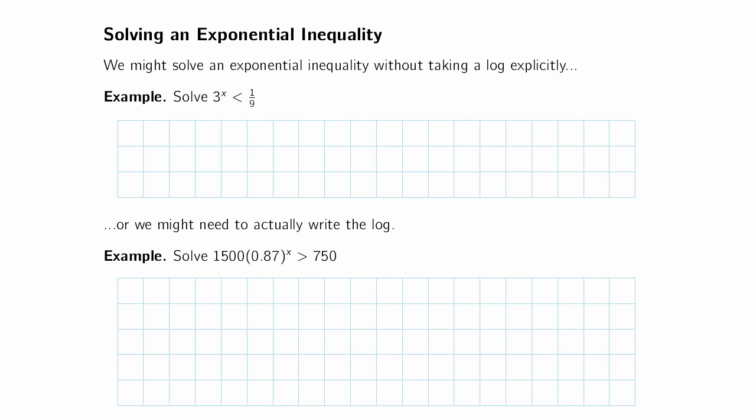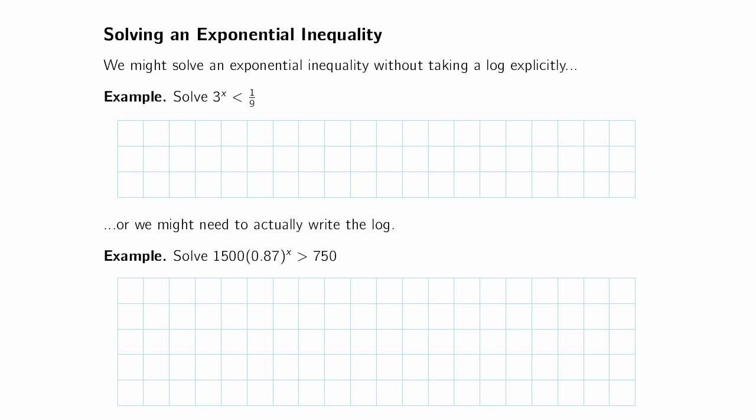How do we go about solving an exponential inequality? Well, just like solving an exponential equation, when we solve an exponential inequality, we are taking a log on both sides. Now, sometimes we don't need to write the log explicitly.